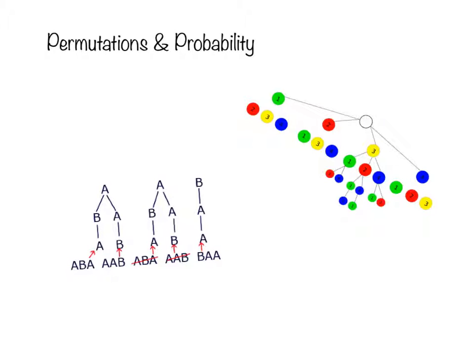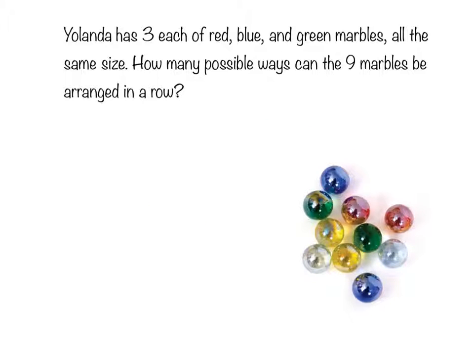Hi you guys, so today we'll be discussing permutations and probability. Now the question asks, Yolanda has 3 each of red, blue, and green marbles, all the same size. How many possible ways can the 9 marbles be arranged in a row? Now for our problem, we're going to have to solve using the method of permutation.